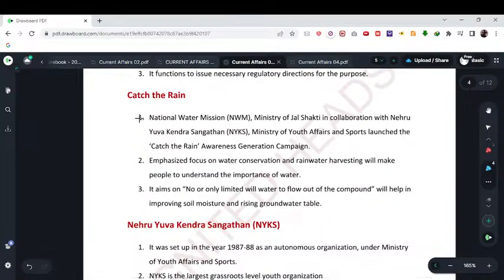Next we see Catch the Rain. This is by National Water Mission, Ministry of Jal Shakti in collaboration with Nehru Yuva Kendra Sangathan. What it does is focus on water conservation and rainwater harvesting.